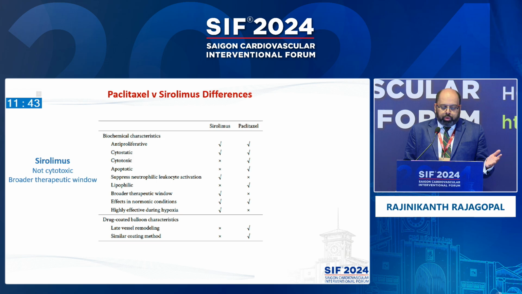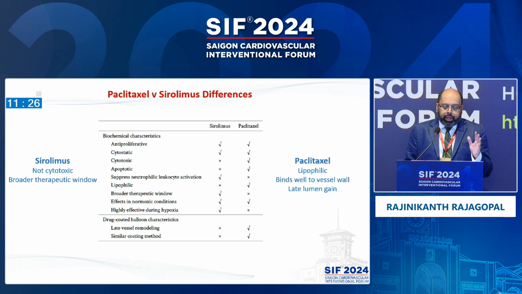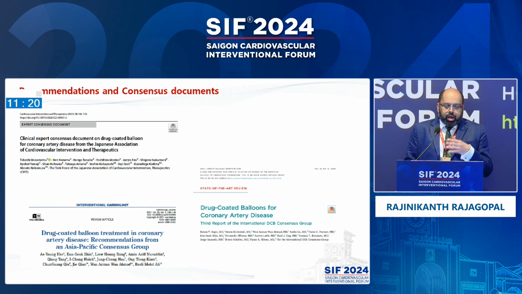The difference between the two drugs: sirolimus is a safer drug in a way. It's not cytotoxic, and it's got a broader therapeutic window. Paclitaxel, though, is lipophilic, which is a good thing because it binds well to the vessel wall, and there is more evidence of late lumen gain with paclitaxel. So in a way, sirolimus is probably a better drug, but paclitaxel makes better DCBs. There are no major guidelines at the moment for DCB in de novo disease. It's mostly based on recommendations and consensus documents.